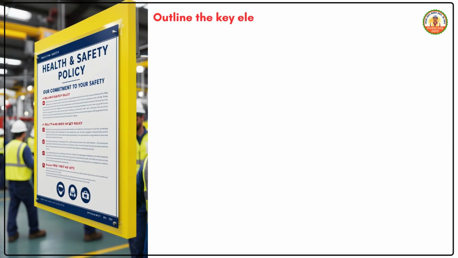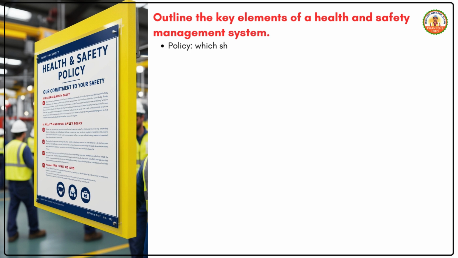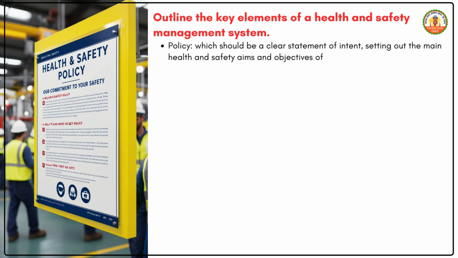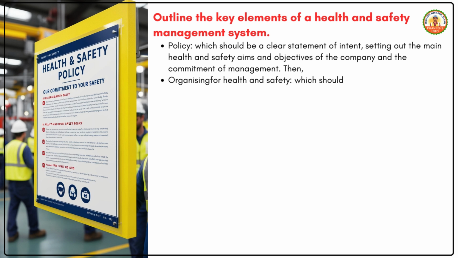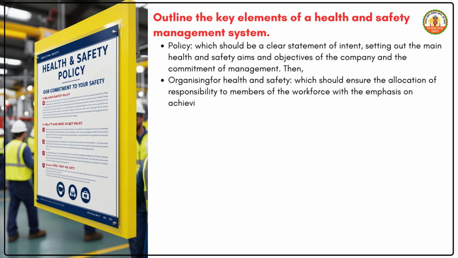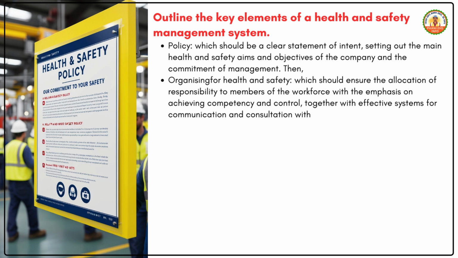Outline the key elements of a health and safety management system. Policy, which should be a clear statement of intent, setting out the main health and safety aims and objectives of the company and the commitment of management. Then, organizing for health and safety, which should ensure the allocation of responsibility to members of the workforce with the emphasis on achieving competency and control, together with effective systems for communication and consultation with the workforce.